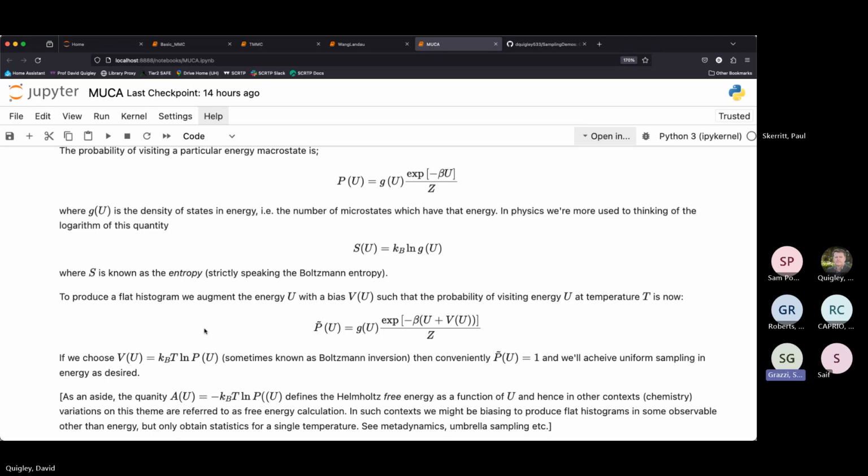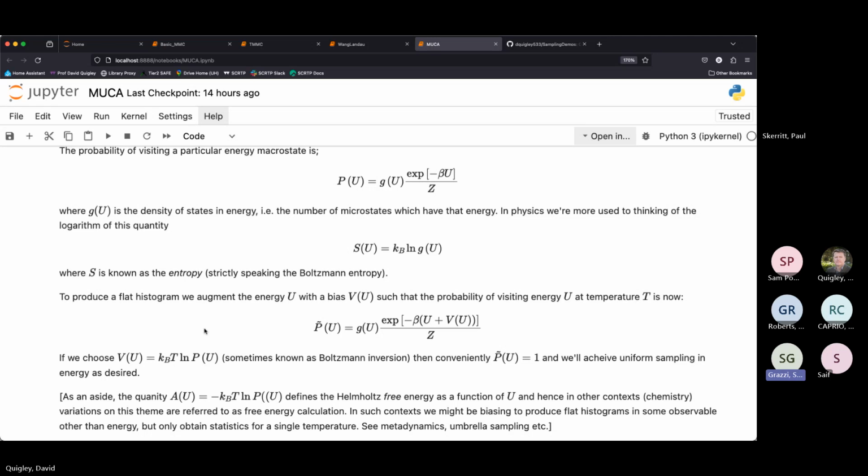The obvious problem there is that P of U is the thing I'm trying to find. If I knew it already, I could construct the perfect bias potential to give me a flat histogram and uniform sampling in energy. But I don't know what it is. So I'm going to have to come up with some iterative procedure where I guess an initial P of U, run a simulation, and find what the P tilde of U is for that guess of V of U. That will get me some new distribution P tilde of U.